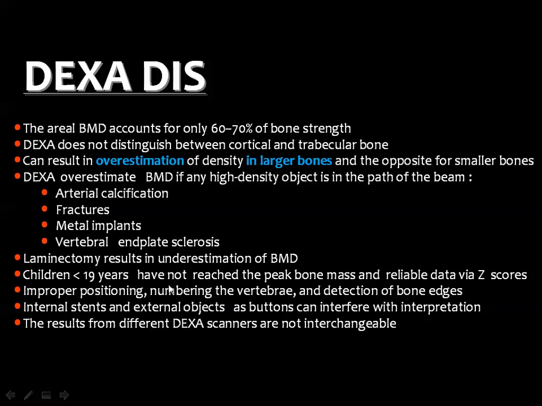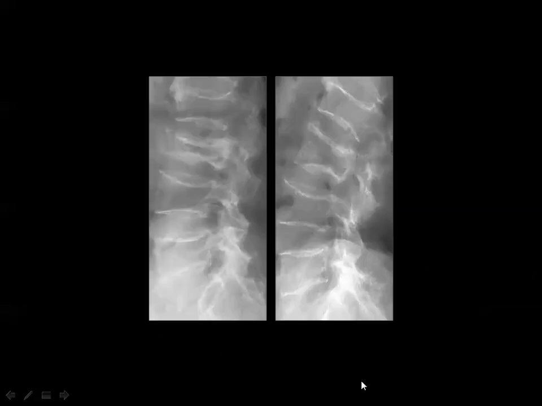these children have not reached the peak of bone mass, and reliable data can at that time be obtained via the Z scores. Improper positioning and numbering of the vertebrae and detection of bone edges may result in abnormal interpretation. The presence of internal stents and external objects like buttons can interfere with the interpretation. Then also you cannot interchange the data with DEXA with other people in other countries, for example.